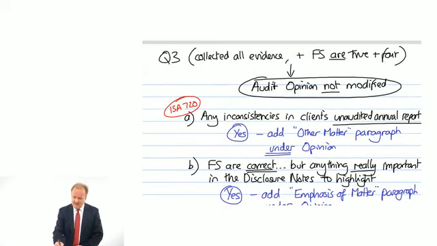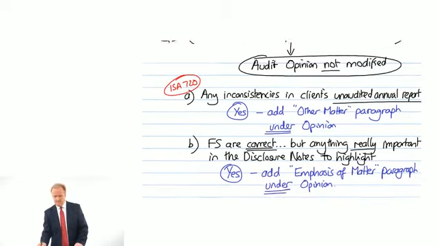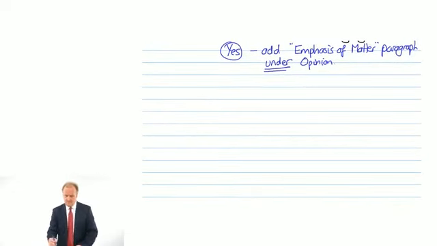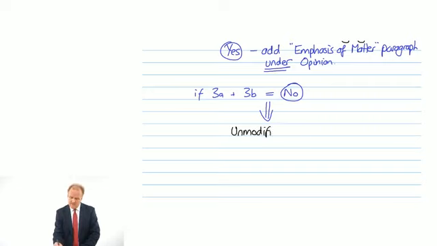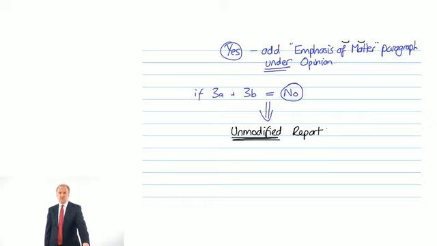That was question 3. And if 3A and 3B are no, then we get outcome number 7, which is a totally unmodified report. Nothing changes at all.